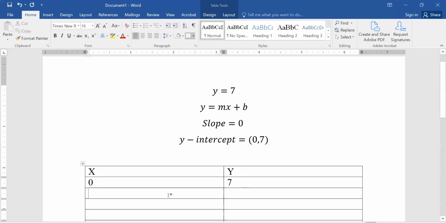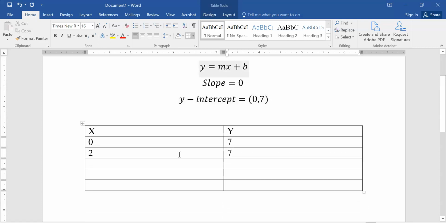If I said, well, what if I change the value of x to, let's say, a 2? What would y have to be? Well, y still has to be 7. No matter what I plug in for x, there's really no x to plug in here. So since there's no x to plug in, y is simply just always 7, regardless of the x value we choose. So if I chose a 3 for the x value, y would still be 7.